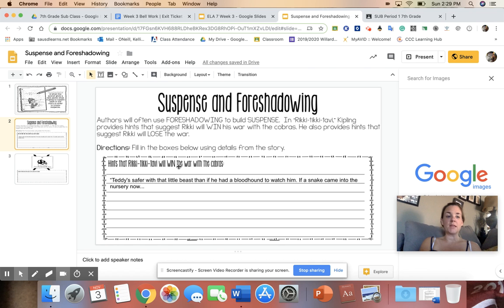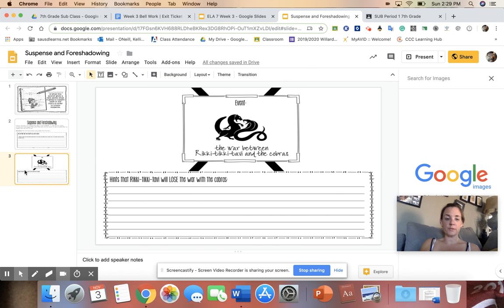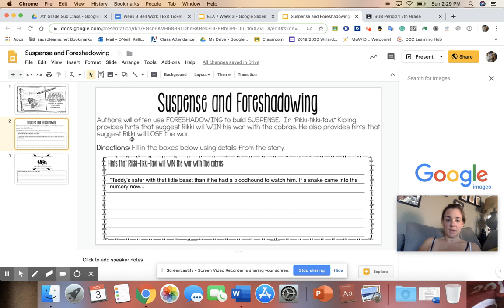All right. Now that you've found hints that Rikki Tikki Tavi will win the war, go back through the text and find hints that Rikki Tikki Tavi will lose the war with the Cobras. Pause the video now and do that. All right. Now that you have found both examples that are hints that he will win and that he will lose, I'd like you to take those and write them on your paper.